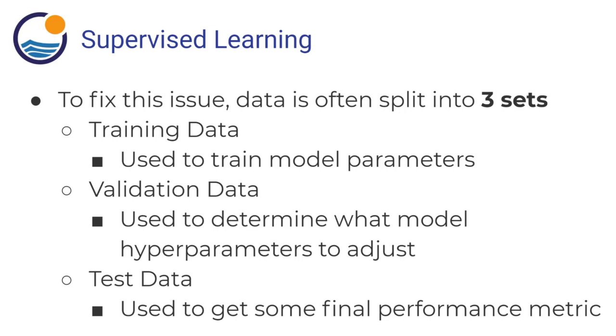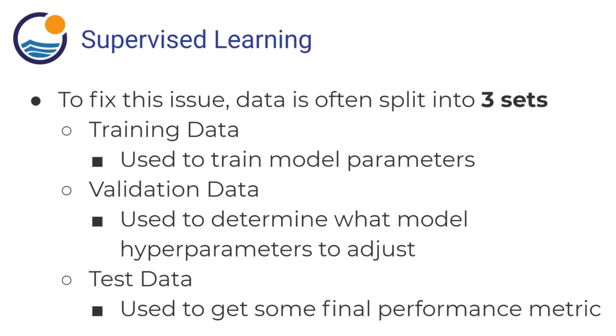What we end up doing is we have these three sets, and we have the training data just as we did before. This is used to train the model parameters. So the model gets to look at the features, look at the correct output, and then fit to this training data. The next step is our validation data, which was kind of our test data from before.